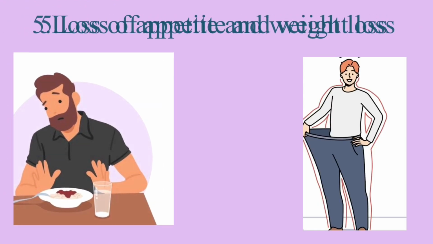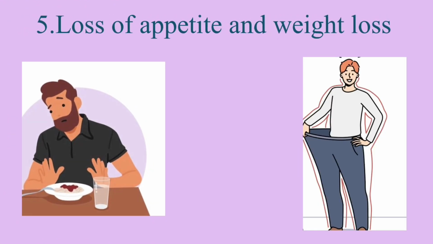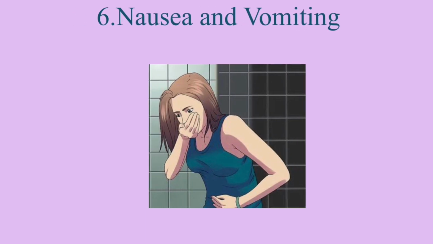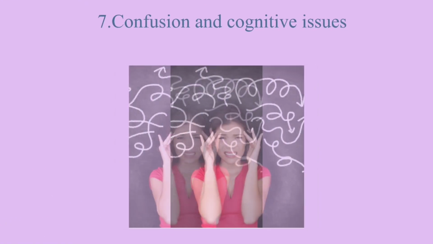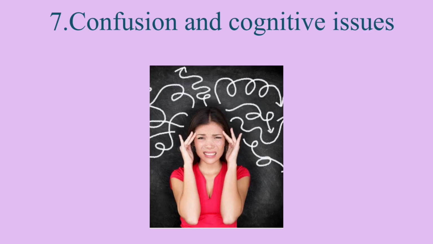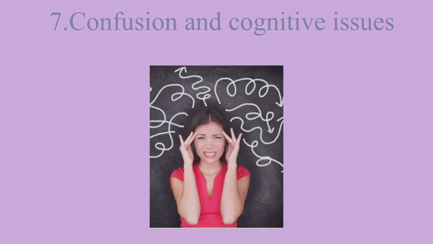Loss of appetite and unexplained weight loss are other signs to pay attention to. Here, your liver's ability to process nutrients may be impacted. Feeling nauseous and vomiting could also be linked to liver distress. It's important not to ignore these symptoms. Lastly, confusion and difficulty concentrating may arise due to toxins not being properly filtered by the damaged liver.